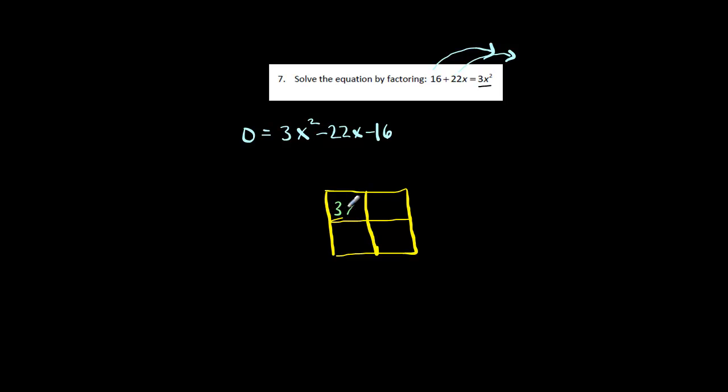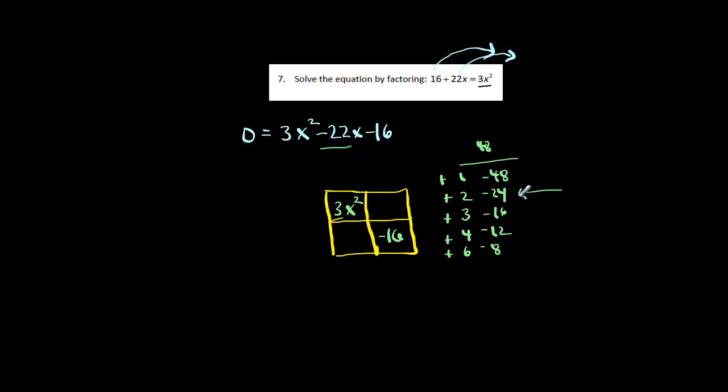So the lead term here, 3x squared, the last term here, we're going to be dealing with 48. So 1 and 48, 2 and 24, 3 and 16, 4 and 12, 6 and 8. Different signs, the larger number's negative. These are all negative, these are all positive. Which one of these adds up to negative 22? That would be this one here. So we have 2x and negative 24x. So negative, negative, positive, positive. So those are the signs.